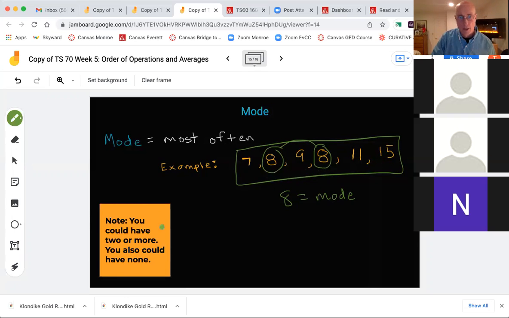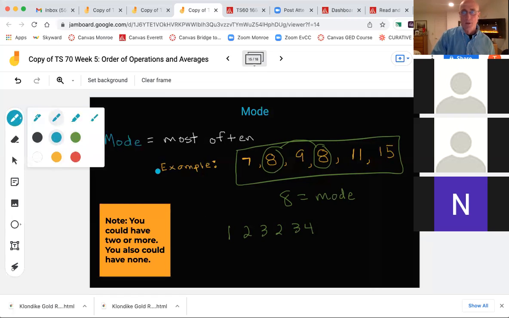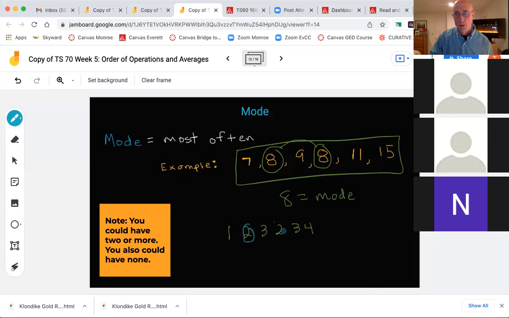And there's a little orange note down here that I put that says you could have 2 or more, and you could also have none. Here's what I mean by this. If I had the numbers 1, 2, 3, 2, 3, and 4, okay? You'll notice in that example I have 2 2s and I have 2 3s. So is it possible to have 2 modes? Yeah. So 2 and 3 are the mode. They're both the most often.